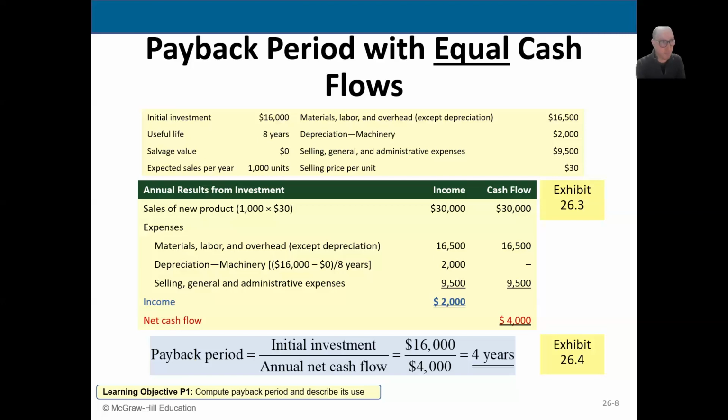We have an example. Our company, Fast Track. You might recall our company sells components that go into engines. We are going to purchase and install a piece of machinery that costs $16,000. It has a useful life of 8 years and a salvage value of 0.